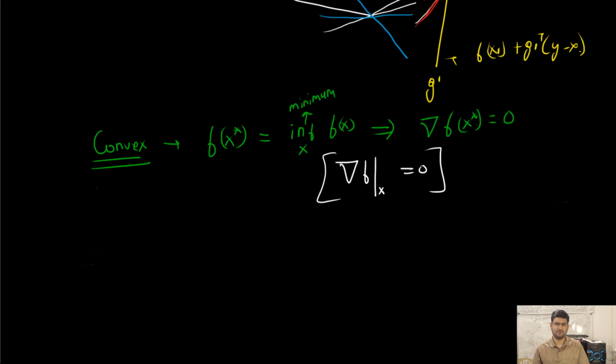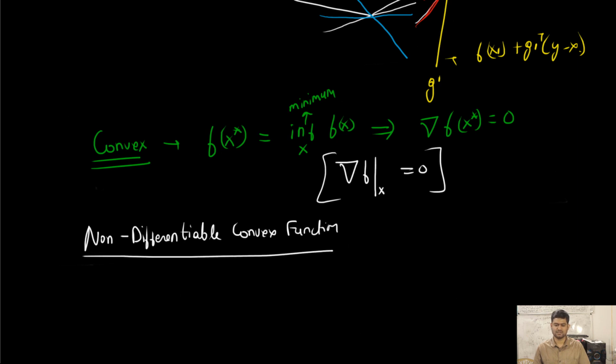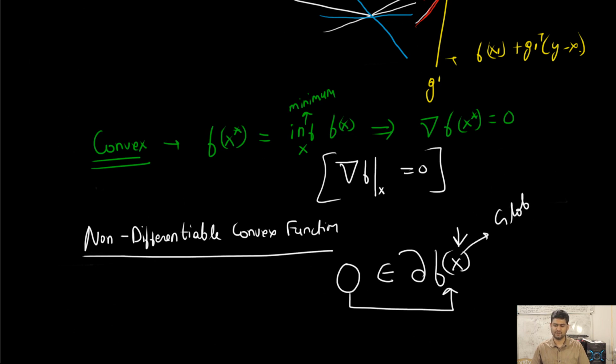But what about the non-differentiable convex functions? In case of non-differentiable convex functions, the condition of optimality becomes that 0 should belong to the subdifferential set. So if 0 belongs to the subdifferential set of f at point x, then this x is a global minimizer of the non-differentiable convex function f.